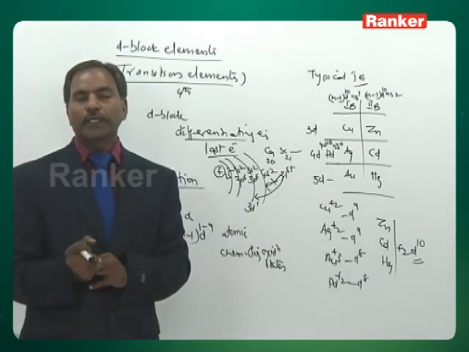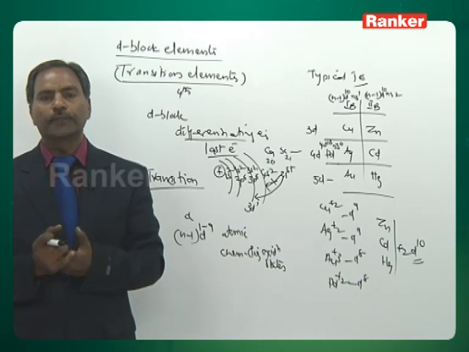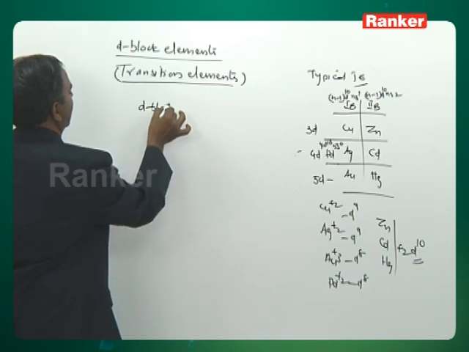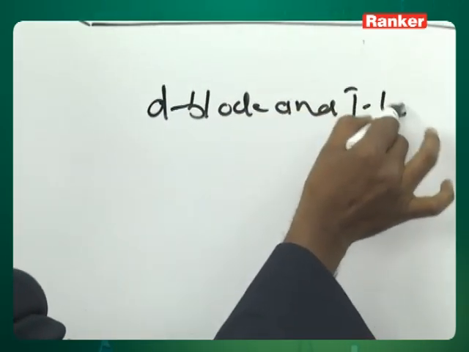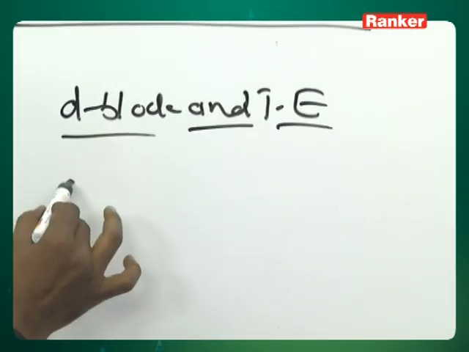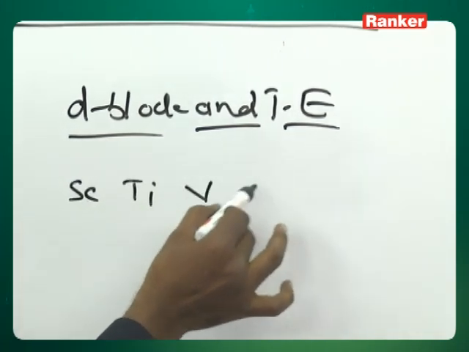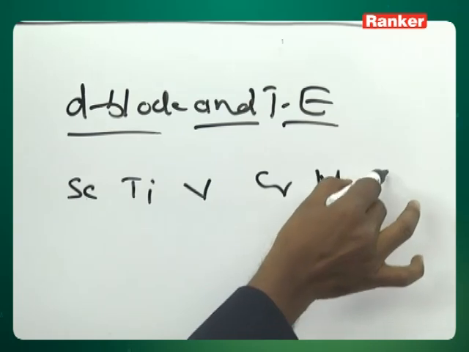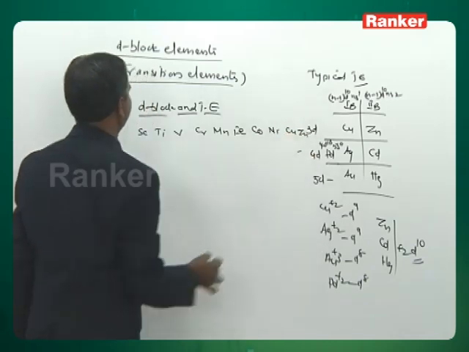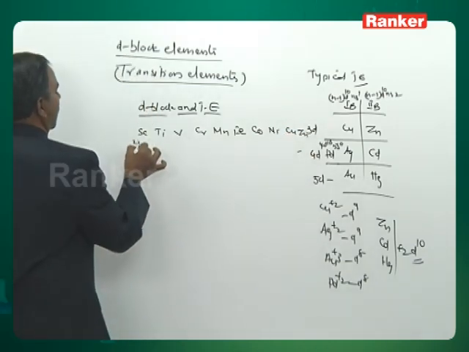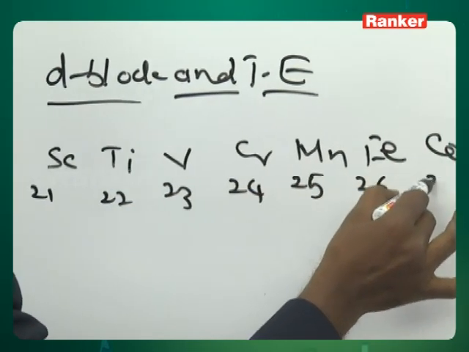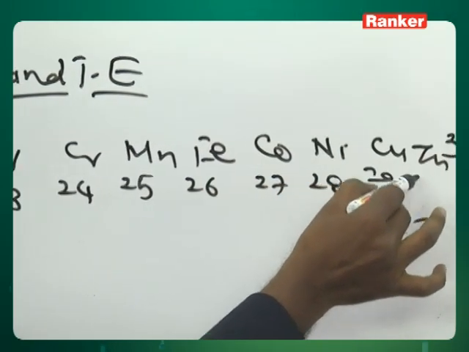Let me show what the relationship is between d block and transition elements. Now, consider scandium, titanium, vanadium, chromium, manganese, iron, cobalt, nickel, copper, zinc. You know the atomic numbers: 21, 22, 23, 24, 25, 26, 27, 28, 29, 30.